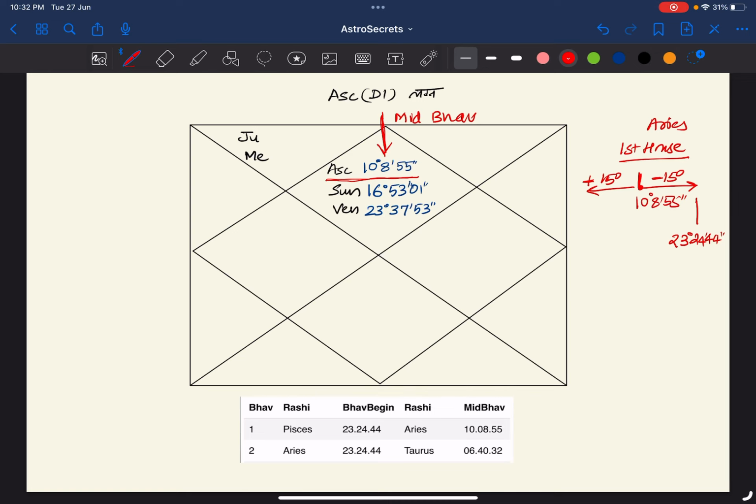So this is my 12th sign, because the mid bhav is the first sign itself. Let me remove it. This is my first sign.